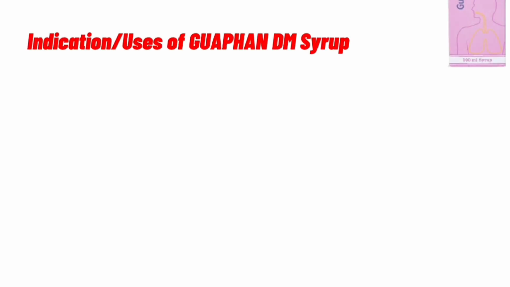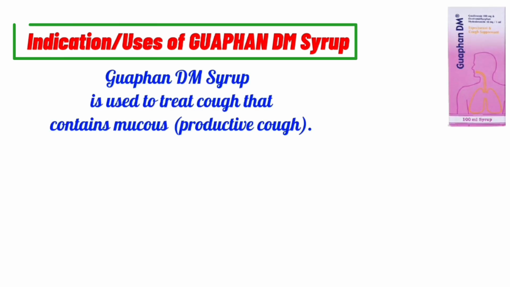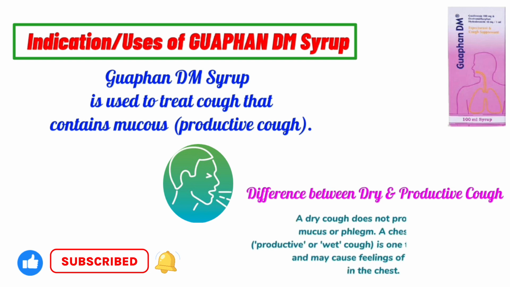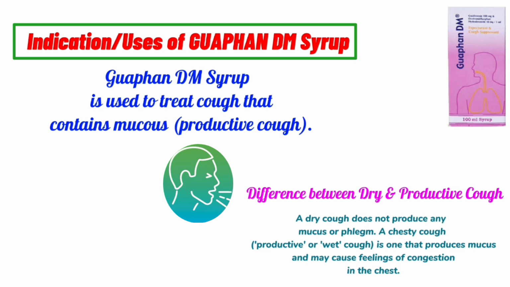Uses. Indication or uses of Guaphan DM Syrup. Guaphan DM Syrup is used to treat cough that contains mucus, productive cough. Difference between dry and productive cough: a dry cough does not produce any mucus or phlegm. A chesty cough, productive or wet cough, is one that produces mucus and may cause feelings of congestion in the chest. How to use Guaphan DM Syrup.